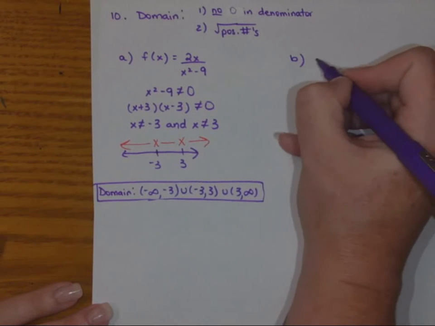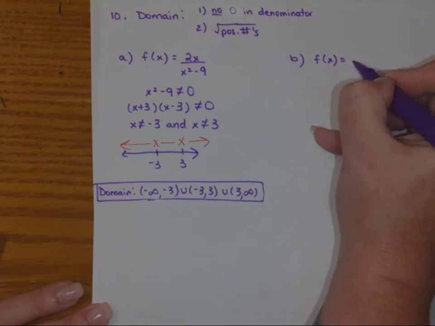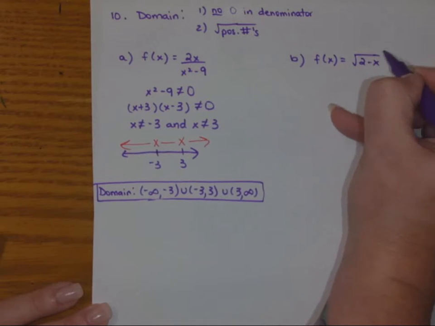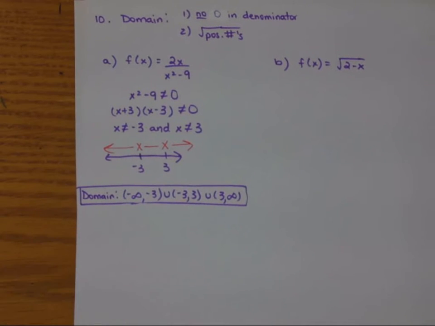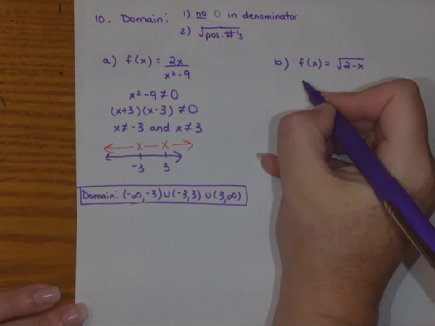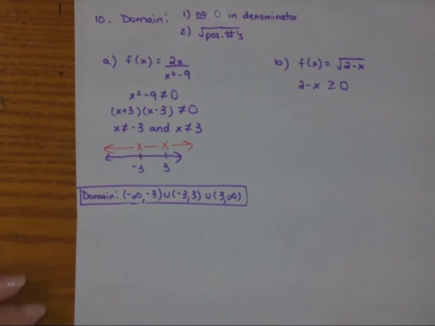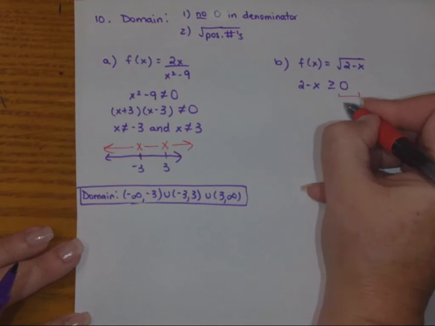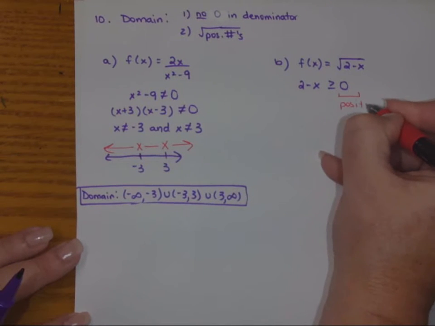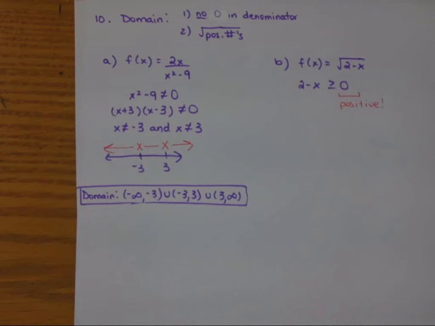All right, so what about b? F of x equals the square root of 2 minus x. Notice this time we're worried about the second rule being broken, right? We want to only include positive numbers under the square root. So this is always how you set these problems up. We want this to be greater than or equal to 0, okay? Because this means that they will be positive. Okay, so that's why we set that up. And then we'll just solve from there.